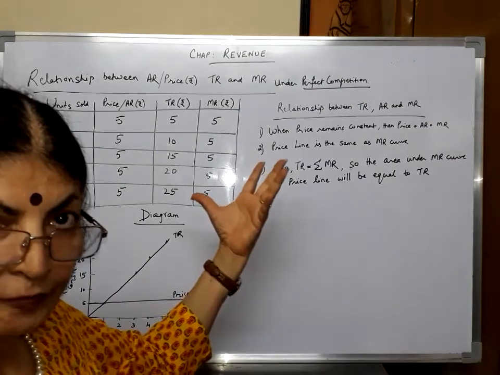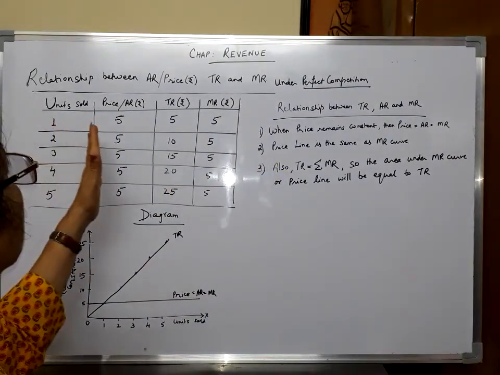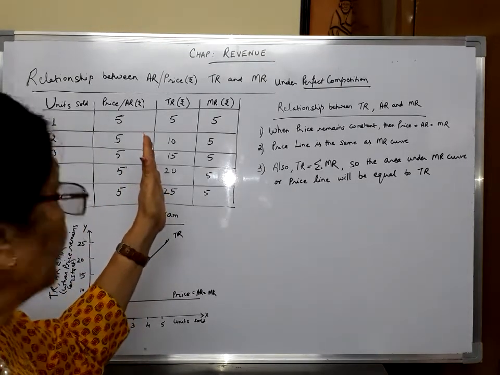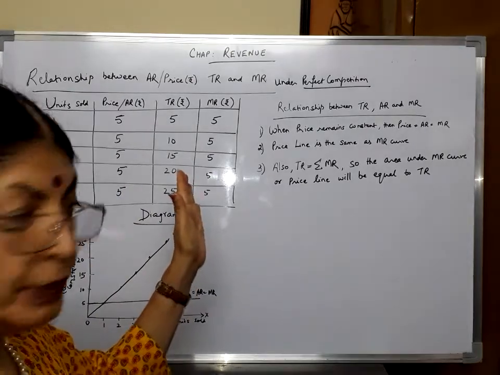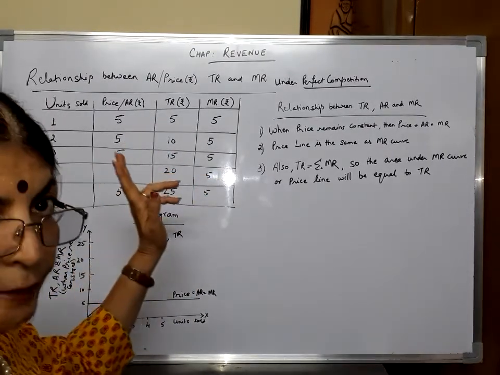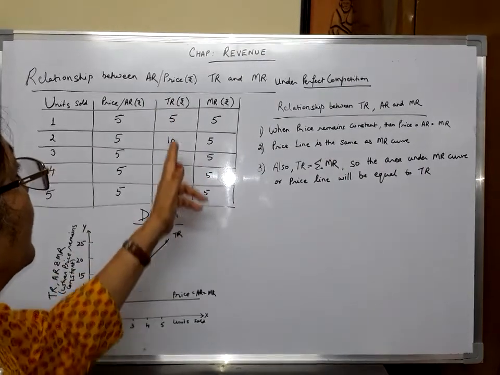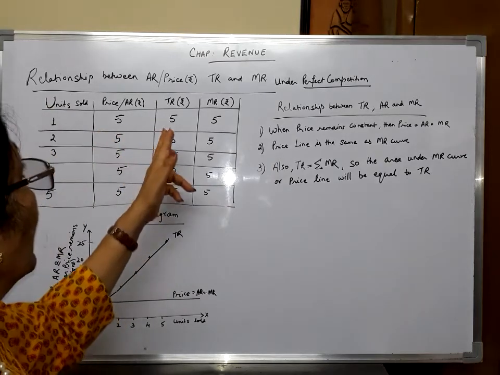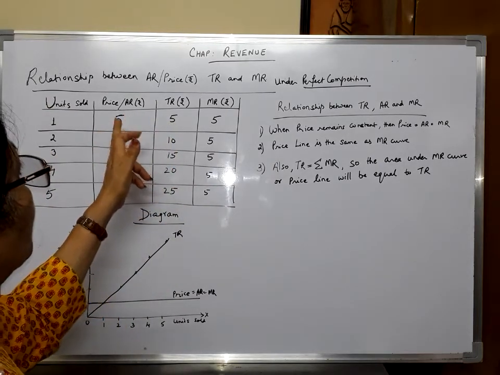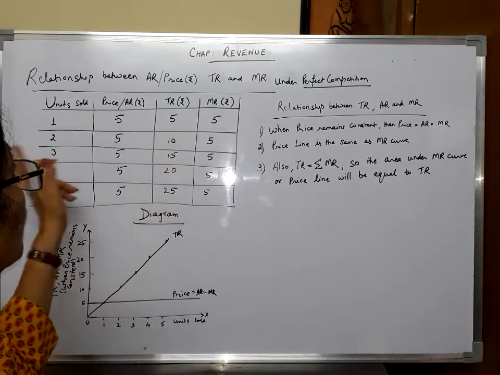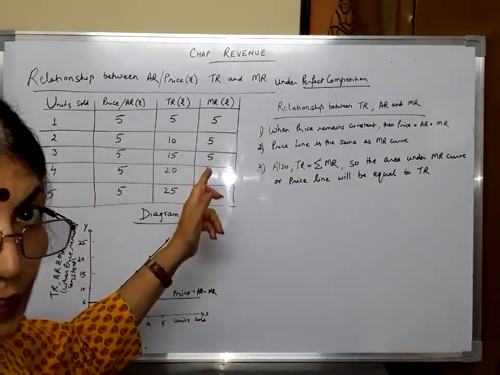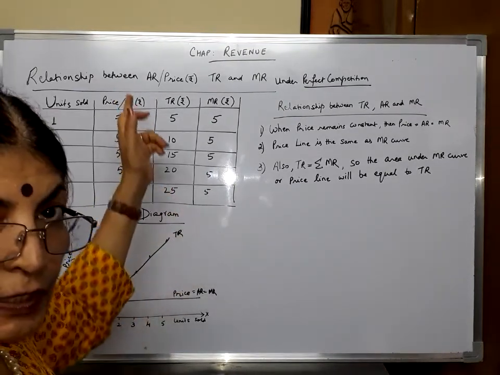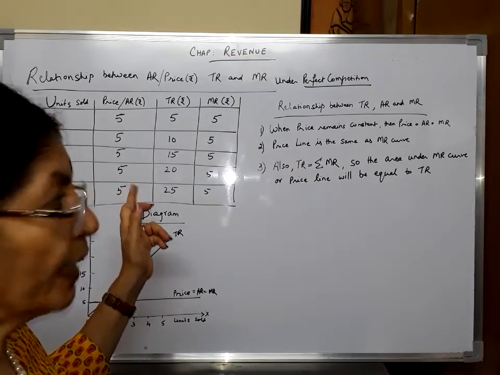We have this example in front of us where we have been given units sold from 1 to 5. Price per unit remains the same under perfect competition, that is 5 rupees we have taken as an example. Total revenue is the multiplication of price per unit into the number of units, and for the first unit 5 into 1 is 5, 5 into 2 is 10, 5 into 3 is 15, 5 into 4 is 20 and 5 into 5 is 25. Here for the sake of simplicity we have just taken 5 units.